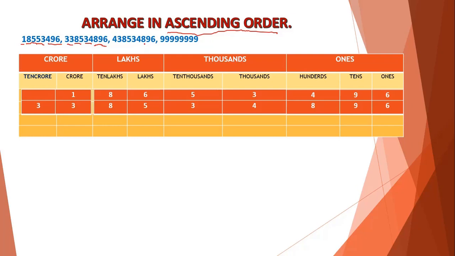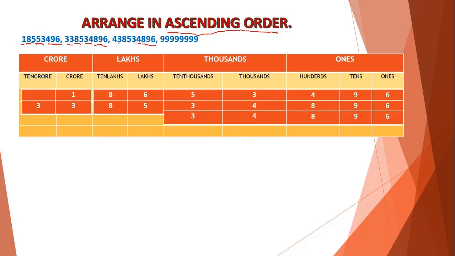Again, starting from the rightmost three digits, 896 will come in ones period, 34 will come in thousands period, 85 will come in lakhs period, and 43 will come in crores period.